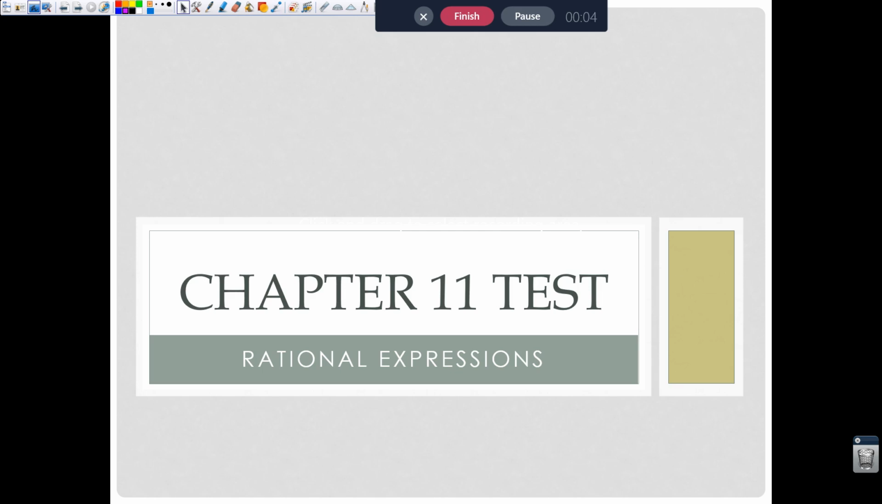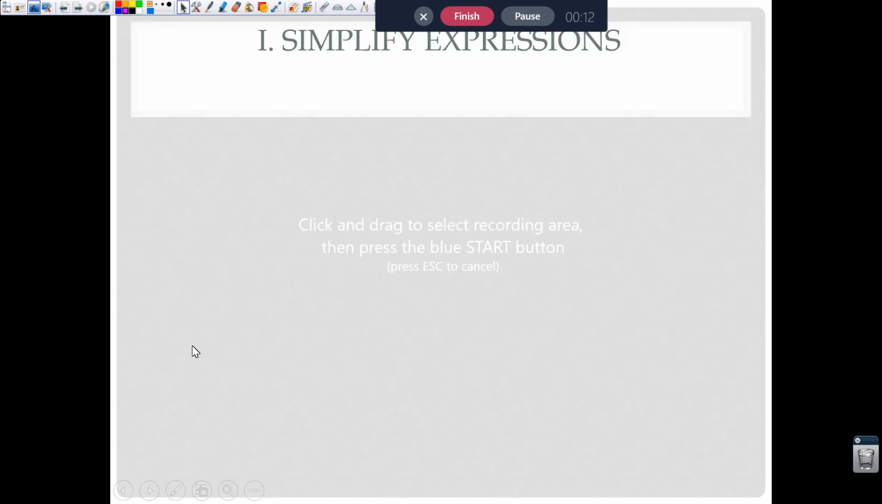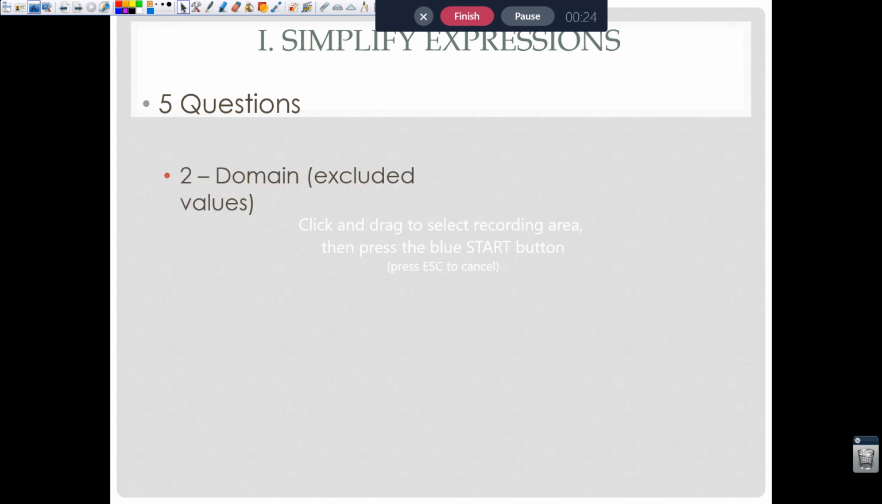Rational Expressions, Chapter 11, Test Review. Okay, simplifying expressions. We are going to have 5 questions on simplifying expressions. Two questions which are asking for the domain or the excluded values. And 3 questions on simplifying.